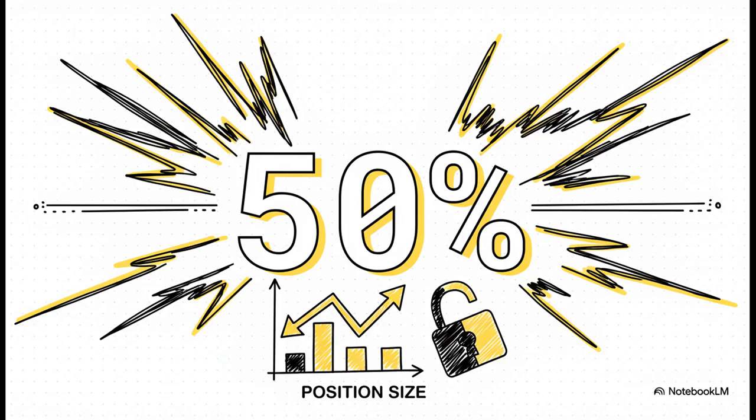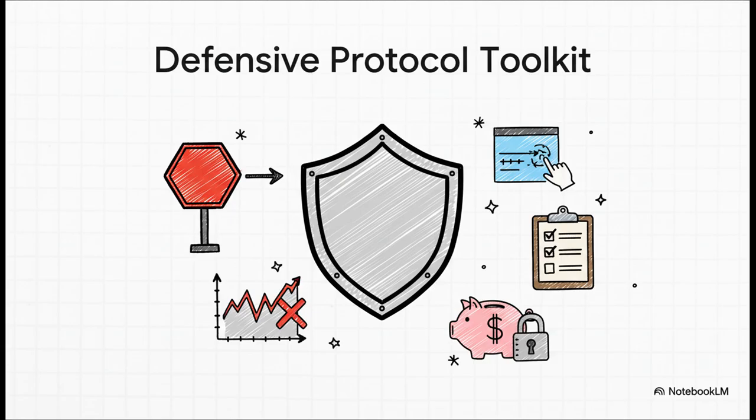And this one is non-negotiable, seriously. The volatility around NFP means your stop losses have to be way wider than normal just to survive the noise. So, to keep your actual dollar risk the same, you have to cut your position size. The professional standard, you cut it by at least half. And look, it's not just about size. It is a full-on defensive protocol.